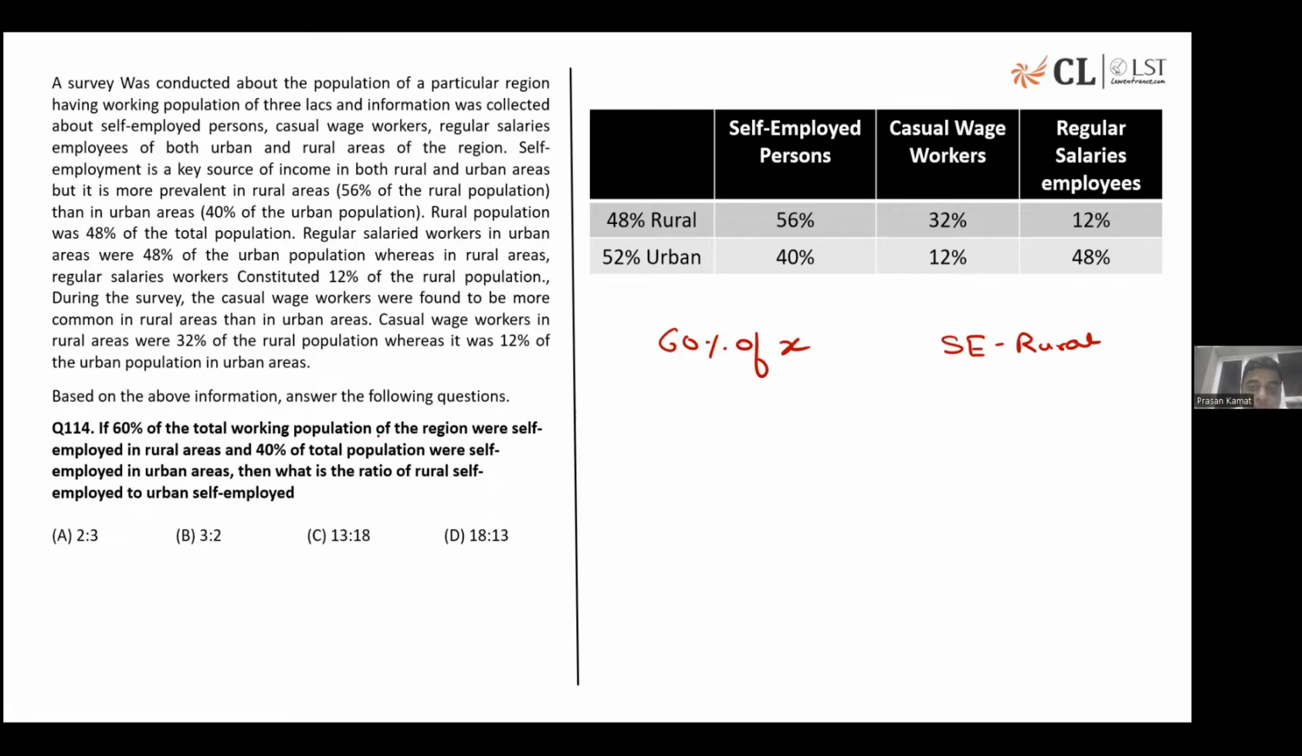And 40% of the total population. Now, ideally, this should have been total working population, guys, because what they have given to me is the working population. They have not given to me total population. So I'm assuming that it is a total working population only. This is 40% of X. This is the ratio they were asking me, right? X again gets cancelled. My answer should be 3:2.